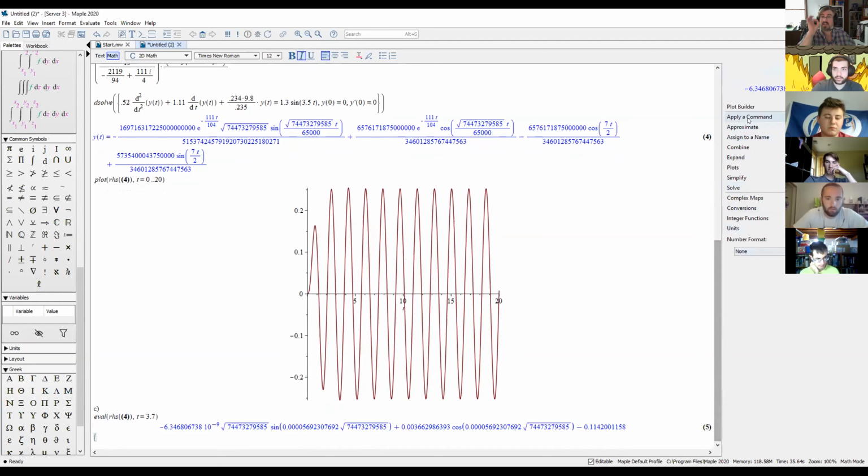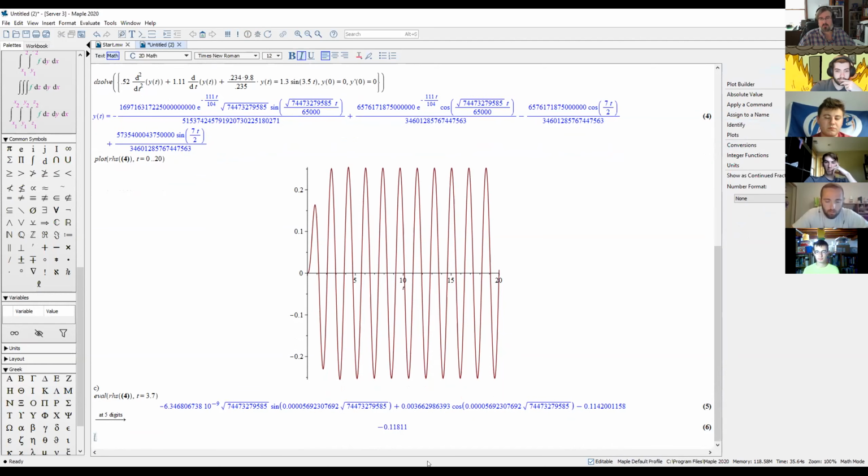And so it gives us the exact answer when we plug in t equals 3.7, which we can then approximate out to however many decimal places we want.